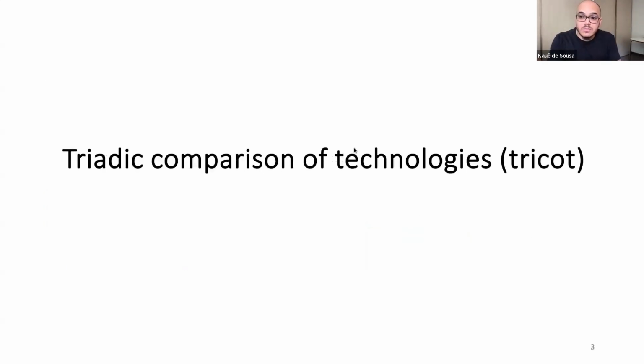Thinking about that, the team back in the 2010s developed a Tricot approach, which is the meaningful triadic comparison of technologies. Tricot is an approach that tries to join the best of existing approaches. The novelty of Tricot is basically bringing together lots of things that make a lot of sense, and also contribute to scaling on-farm testing.